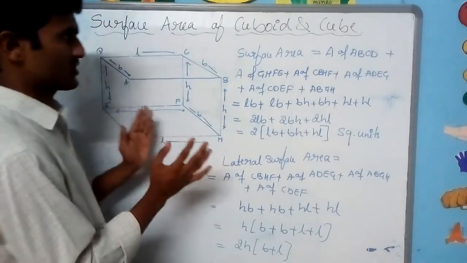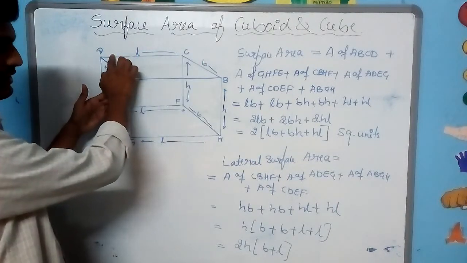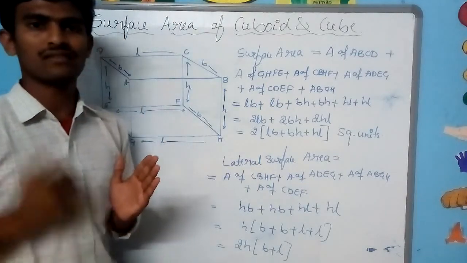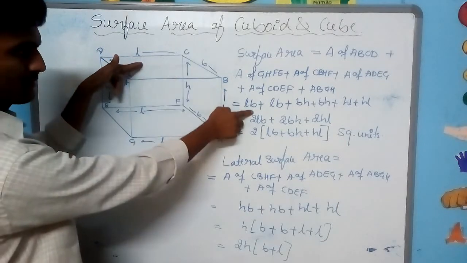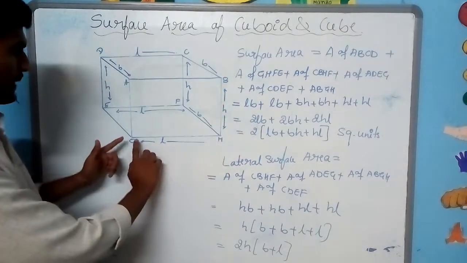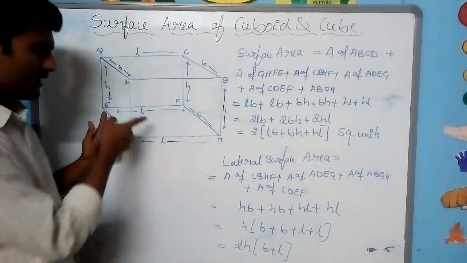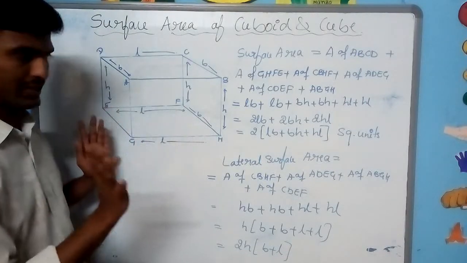I consider the first one now, area of ABCD. It is a rectangle, and we know that the area of a rectangle is length into breadth. So we can easily substitute length into breadth. Now I consider the area of GHFE. Again it is a rectangle, and L be the length, B be the breadth. Therefore area is L into B.